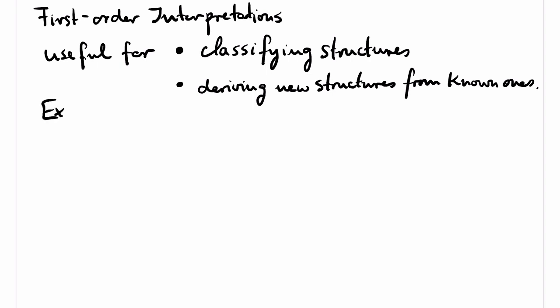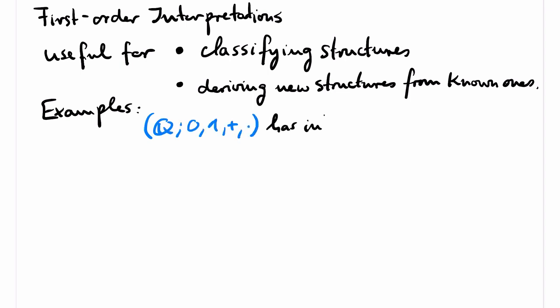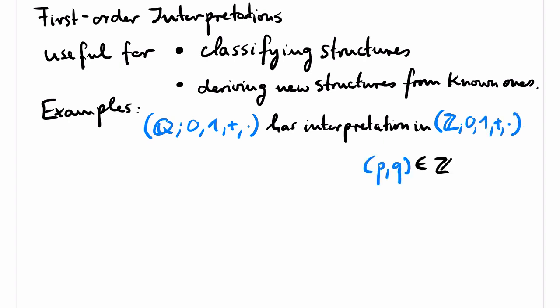The first example of an interpretation will be a construction that you all know, namely the construction of the rational numbers in the integers. The idea is that every rational number can be represented by a pair p, q of integers. One number is for the numerator and the other for the denominator. Of course, the denominator should not be 0, and different pairs of integers might represent the same rational number. All this is still informally speaking. I haven't defined yet what a first-order interpretation is.